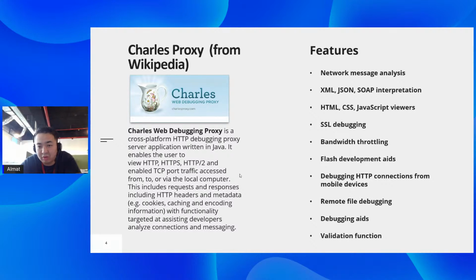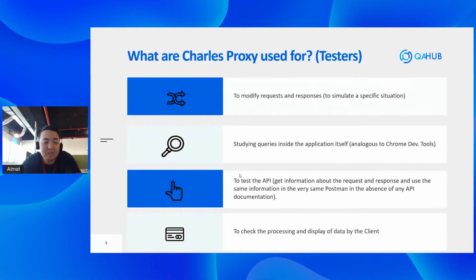What kind of features do we have in Charles? This is a full set of features. First, network message analysis. Next is XML, JSON, SOAP interpretation, HTML, CSS, JavaScript viewers, SSL debugging, bandwidth throttling, Flash development aids, debugging HTTP connections from mobile devices, remote file debugging, debugging aids, and validation functions.